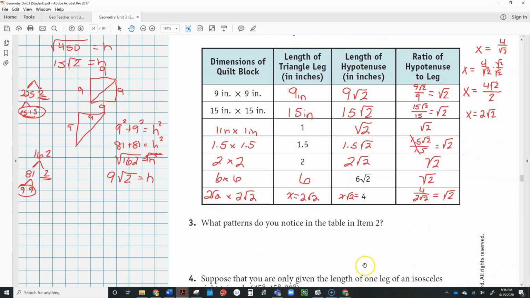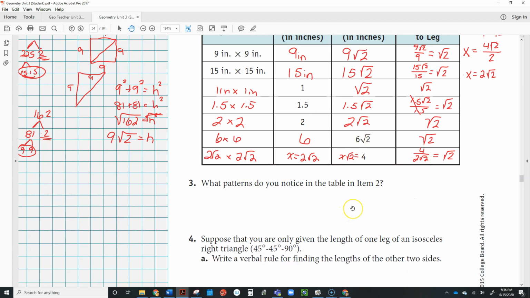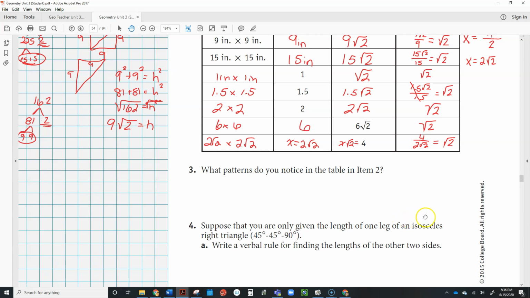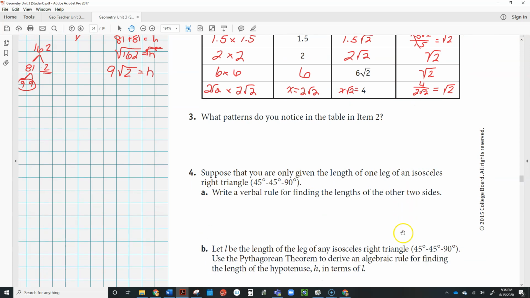All right. What did you notice? What patterns did you notice in the table? Well, I noticed that the hypotenuse is just the leg length times the square root of 2. Suppose that you were only given the length of one leg of an isosceles right triangle. Can you find the other ones? Write a verbal rule for finding the other ones.